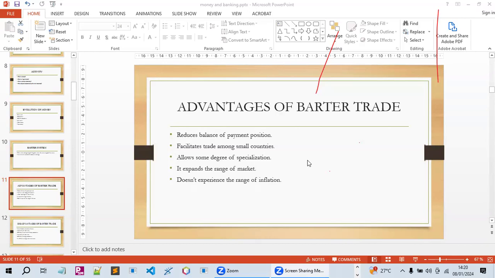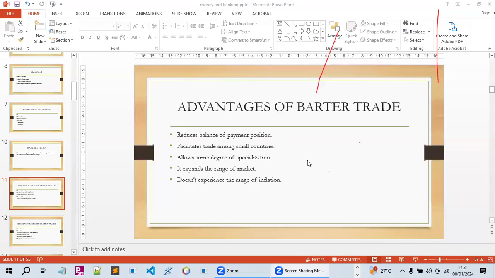Our barter trade saves scarce foreign exchange, or it improves the balance of payment position. Balance of payment position means the difference between a country's receipts from exports and the country's expenditure on imports. We say the position is favorable when the country's receipts from exports are greater than its expenditure on imports.